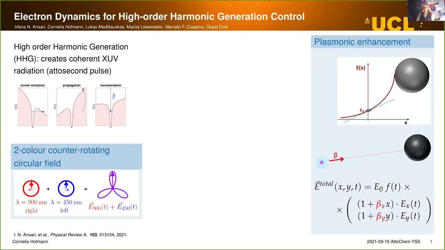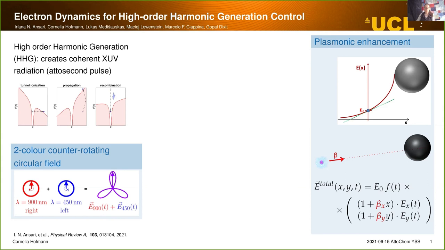Another approach to expand on the method of HHG is to look at what happens if we are driving HHG in the presence of, for example, a nanostructure, which leads to a special dependence of the electric field due to plasmonic enhancement. This plasmonic enhancement is usually characterized with a beta vector, which describes both the strength of the enhancement, depending on the spatial coordinate, and in our calculation, also the direction of this enhancement specifically.